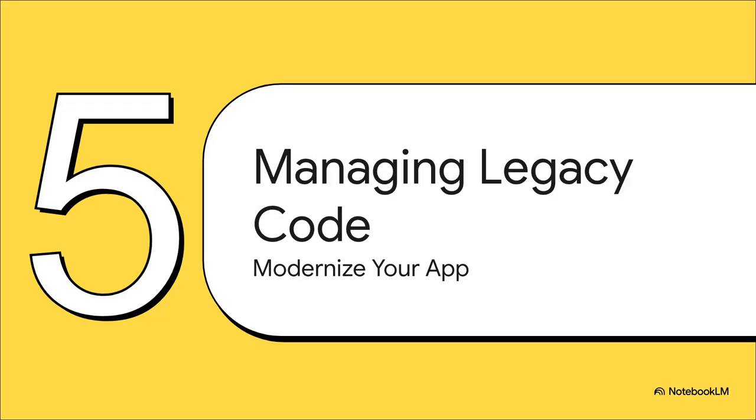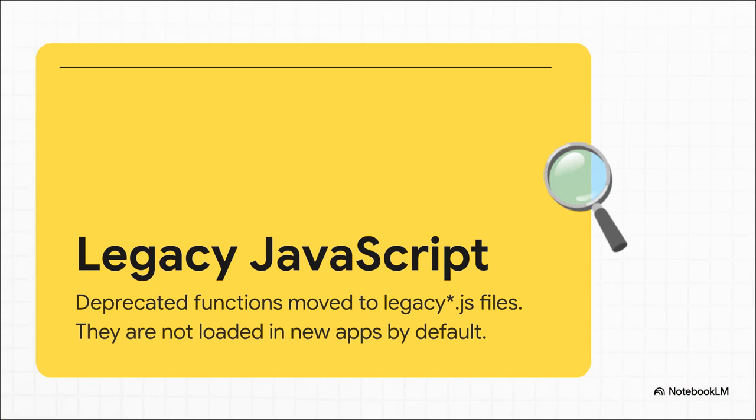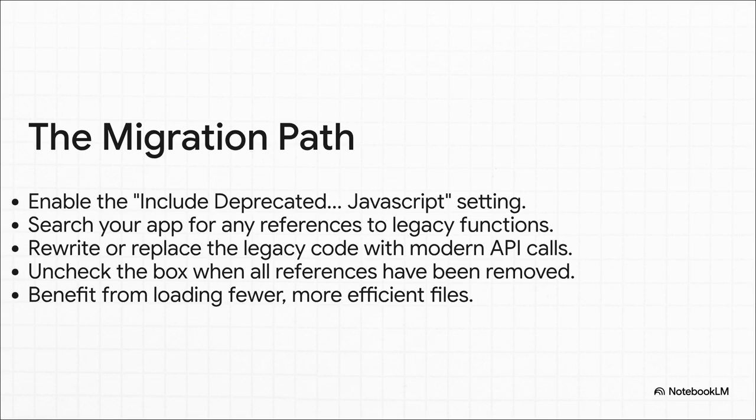All right, for our last section, let's talk about something we all run into: the real world. What do you do when you inherit an older application and it's just full of outdated JavaScript? Well, Apex actually gives us a clear and structured path to modernize it. Apex really helps us out here by bundling all those older, deprecated functions into separate files, like legacy.js. Now, why does that matter? Well, it means any new app you create starts off lean and mean without all that old baggage. For your existing apps, you can choose to include these files to keep things from breaking while you work on upgrading the code.